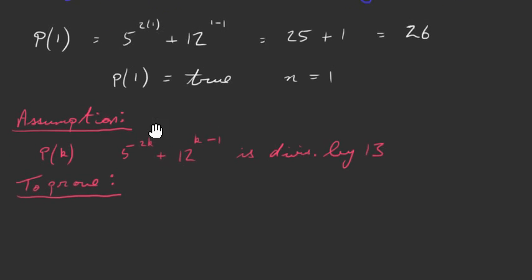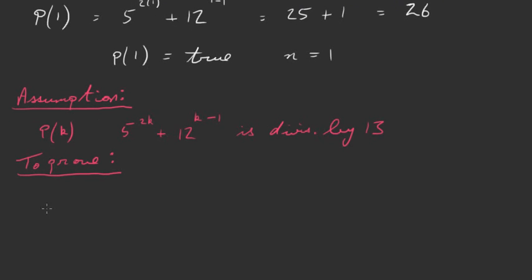So we're assuming this is true, and we want to prove the case for k plus 1. So we want to prove P(k+1) is true. In other words, 5 to the power of 2 times k plus 1 plus 12 to the power of k plus 1 minus 1 is divisible by 13. So we're assuming that this part here is divisible by 13, and we want to prove that the k plus 1 case is divisible by 13.